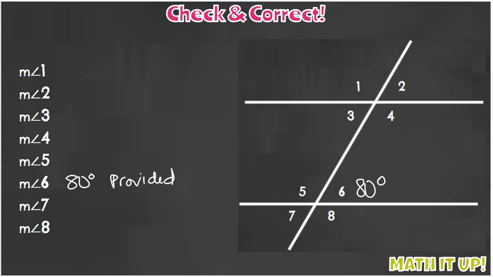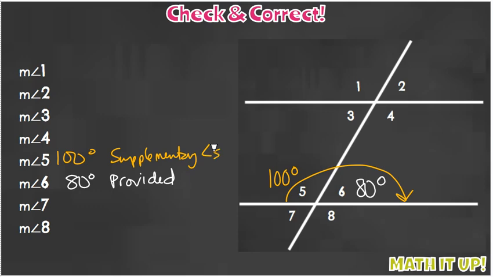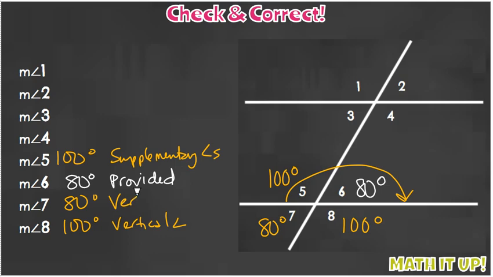All right, we're back and let's take a look at this. So I think, again, you may not do this the same way, but hopefully you can reason your way through it. And I'm going to begin by saying these are supplementary. If this is 80, this must be 100, and that is due to how supplementary angles work. Okay, let's go ahead and use vertical angles here for 8. And 7, we can do the same. Again, there's lots of ways to do this.